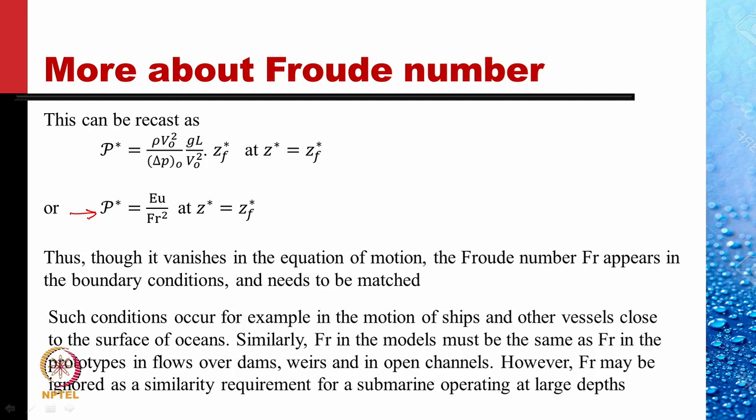Such conditions occur, for example, in the motion of ships and other vessels close to the surface of oceans. Similarly, Froude numbers in models must be the same as Froude numbers in the prototypes in flows over dams, weirs, and open channels, where the free surface is important. However, Froude number may be ignored as a similarity requirement for submarines operating at large depths. Then the presence of the free surface is far away and we can neglect it.